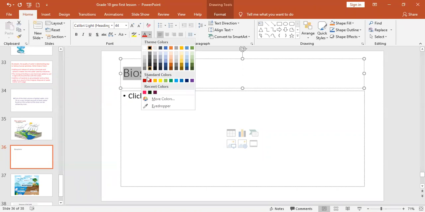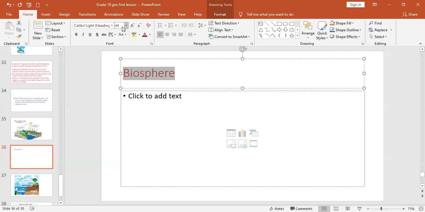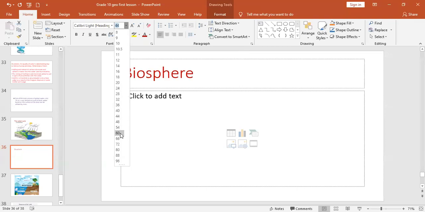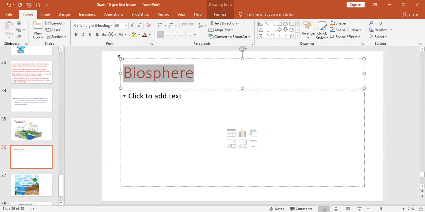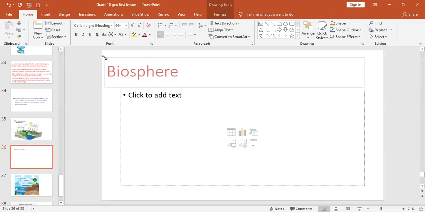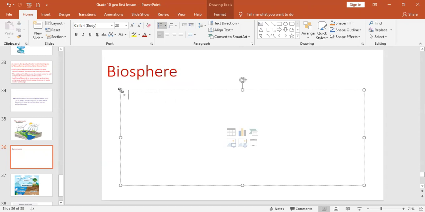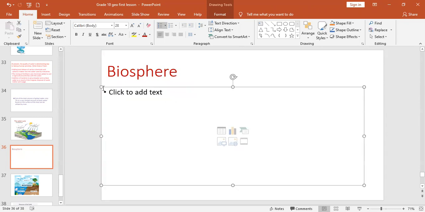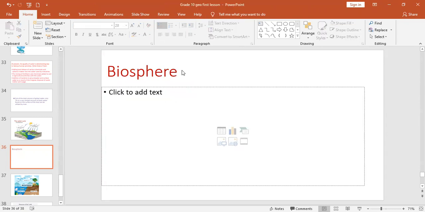Jaiva Gole, biosphere. Before this, we discussed the lithosphere, hydrosphere, atmosphere. Jala Gole, Vayu Gole, Shila Gole, we discussed these. Today we have to discuss the biosphere. This is a very important layer.